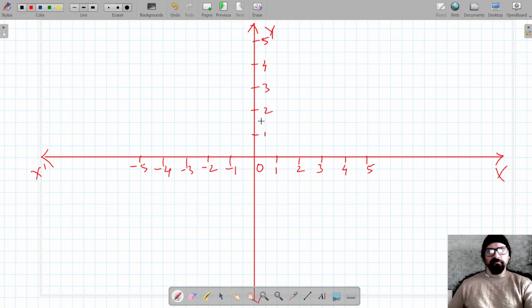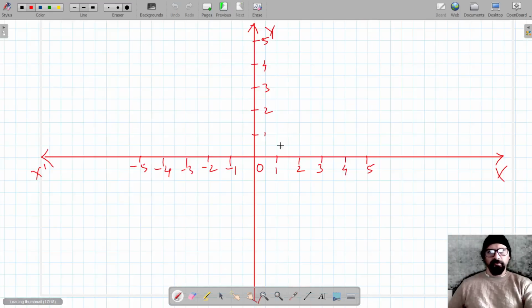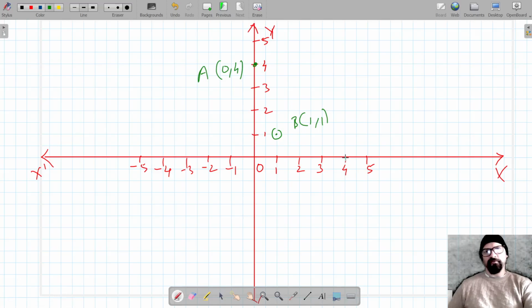Okay, next we have to plot. The first point is A, 0 comma 4. 0 comma 4 means this is on the y-axis. So this is the point 0 comma 4, which is point A. Next is B, 1 comma 1. So 1 comma 1 is here. So this is B. Next is C, 4 comma 0. So this is C, which is 4 comma 0, and it's on the x-axis.